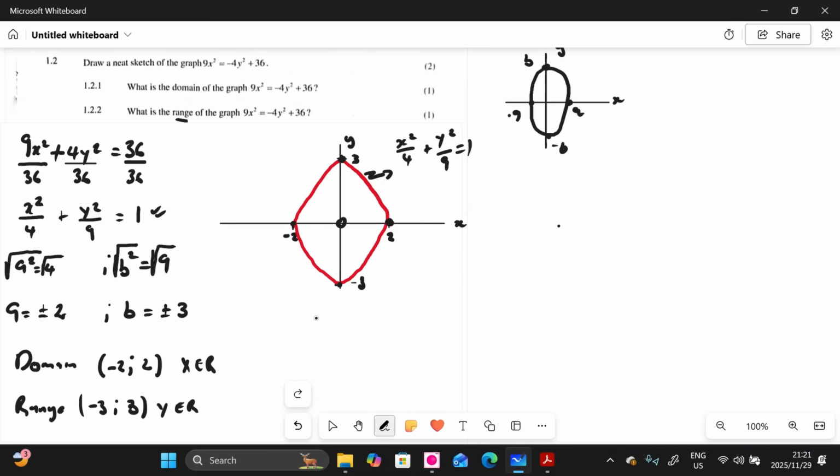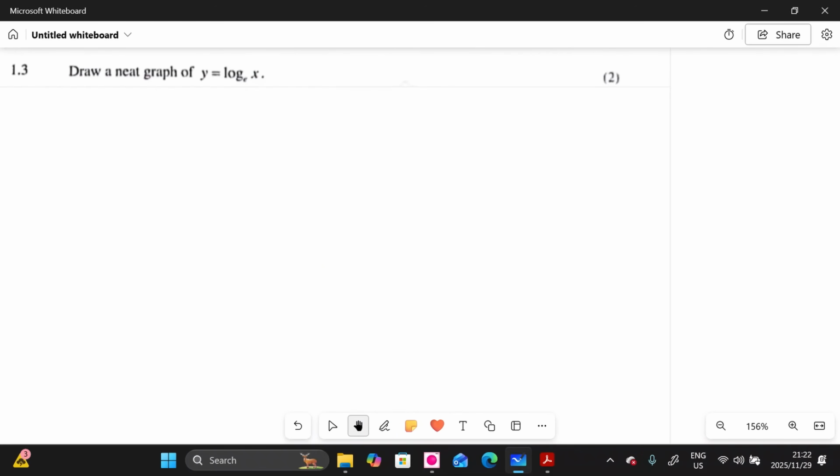I think it's time for us to do 1.3. So let's look at 1.3. All right, let's look at 1.3. Now, in 1.3, they want us to draw a neat graph of y is equal to log base e of x. So this is actually a log graph. This log graph is the same as y is equal to ln x, right? Just in case you didn't know, guys, ln x is equal to log base e of x, which is the same as the question that we have there, right?